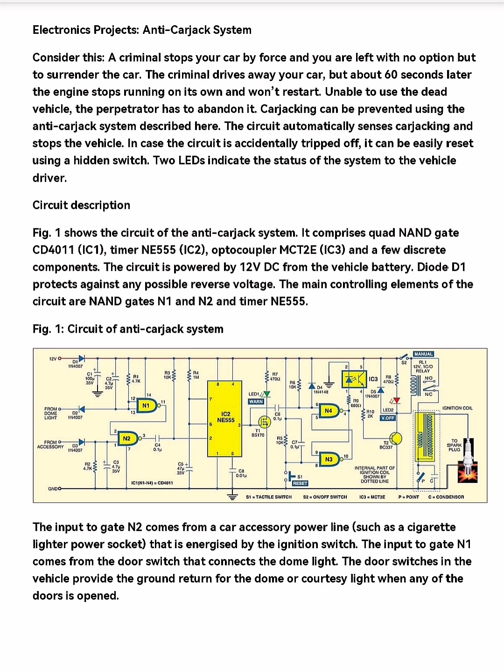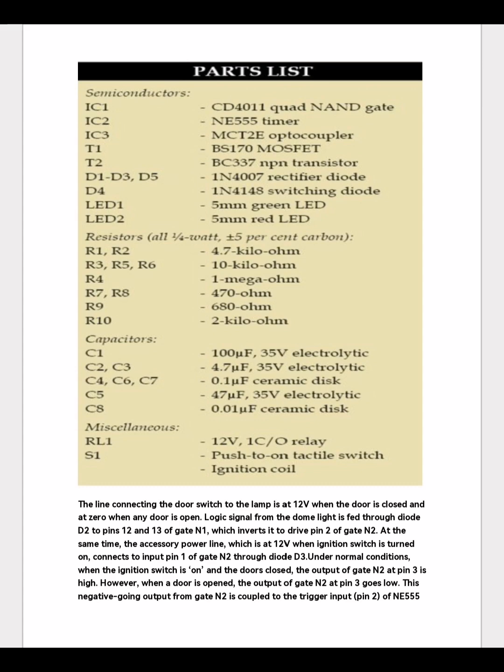The input to gate N2 comes from a car accessory power line, such as a cigarette lighter power socket that is energized by the ignition switch. The input to gate N1 comes from the door switch that connects the dome light. The door switches in the vehicle provide the ground return for the dome or courtesy light when any of the doors is opened. The line connecting the door switch to the lamp is at 12 volts when the door is closed and at 0 when any door is open.